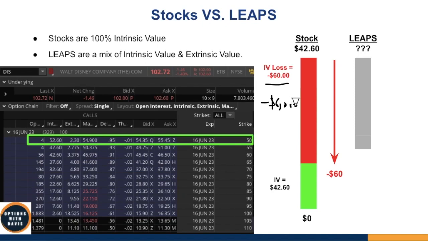Now, what about the LEAPS? How much do you actually lose? Because the value of the LEAPS which you paid for is only $54.90. You paid $54.90 and the stock dropped $60. So that is more than the value of the LEAPS. So what is the value of the LEAPS right now? Take a moment to just think about this.